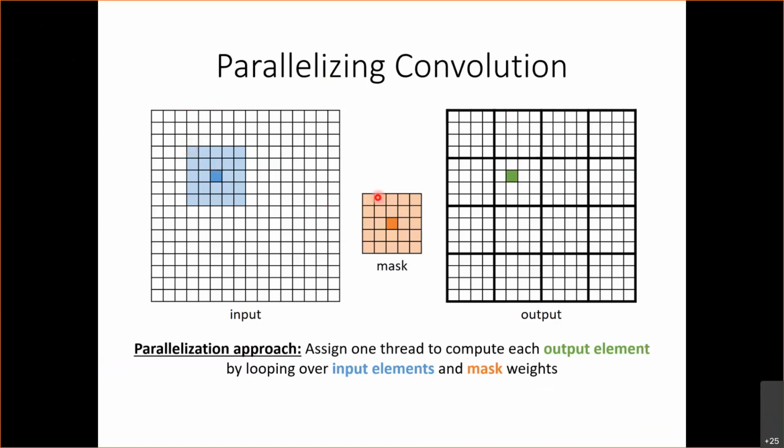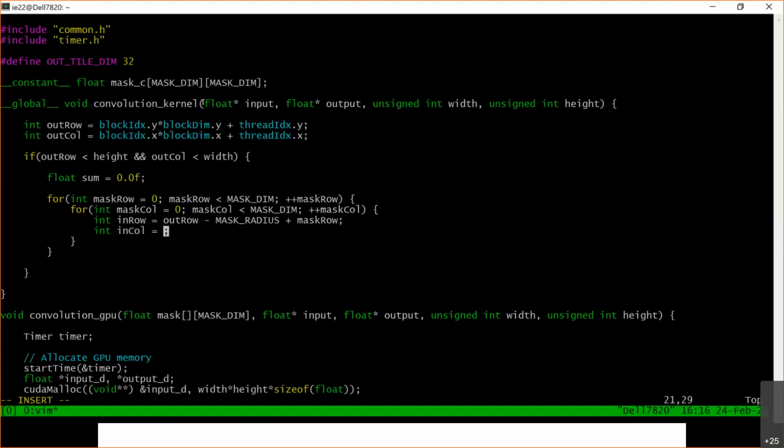So if the mask column was 0, then it's going to be the output column minus the mask radius. If my output column was 1, and if my mask column was 1, then my input column is going to be my output column minus the mask radius plus the mask column, which is 1. Okay. So then my in column is going to be my out column minus the mask radius plus my mask column.